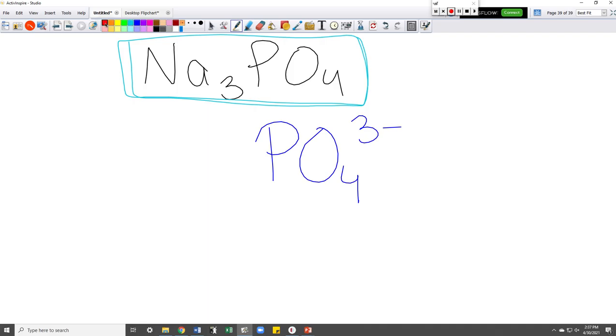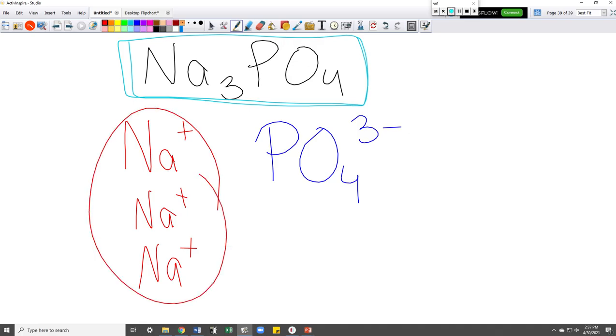Does anyone happen to remember the charge of sodium? It's 1 plus. So if I've got 3 negatives and I've got 1 positive, I need to have how many more positives? I need 2 more. Now, is it balanced? Is this a good way to write this? No. So what can you do with all of these guys? Na3. Does that make sense? So that formula tells you there are how many sodiums? 3.